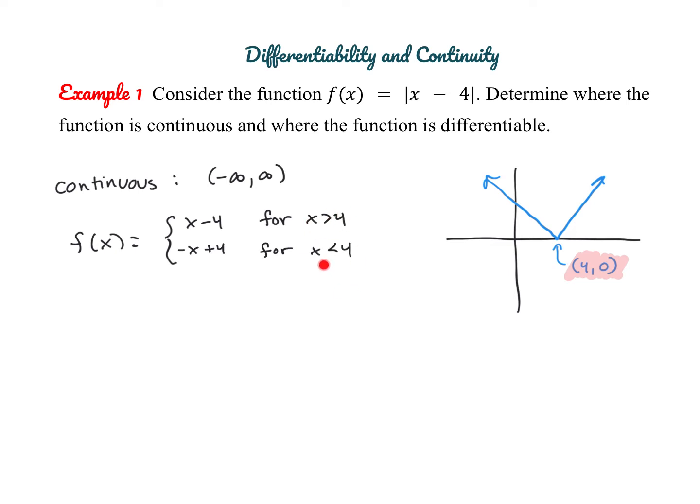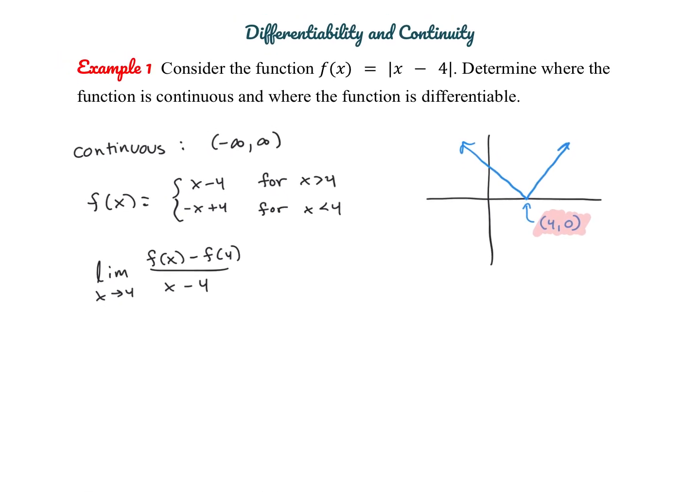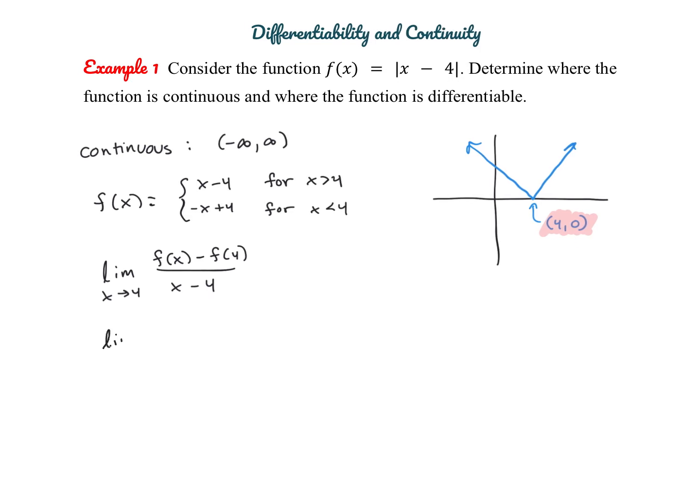I know with our piecewise, sometimes we include it in the top or the bottom. But when we're evaluating the derivative, I'm going to keep it separate, because really what we're going to do is find the limit as x approaches 4 of f of x minus f of 4 over x minus 4. And again, since we have this piecewise function, we need to evaluate the left and the right-handed limits. So let's find the limit as x approaches 4 from the left.